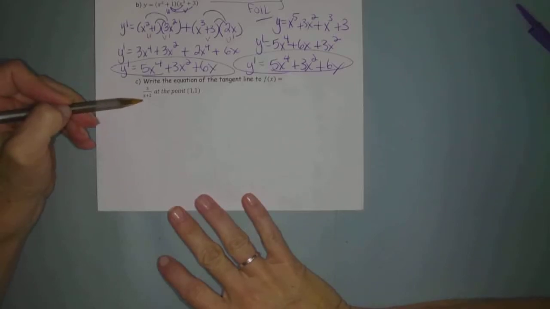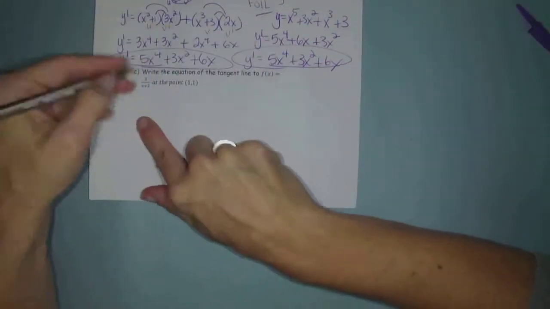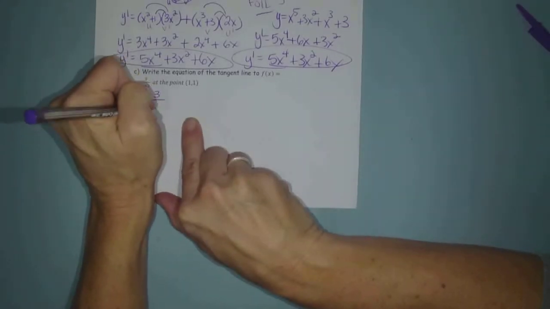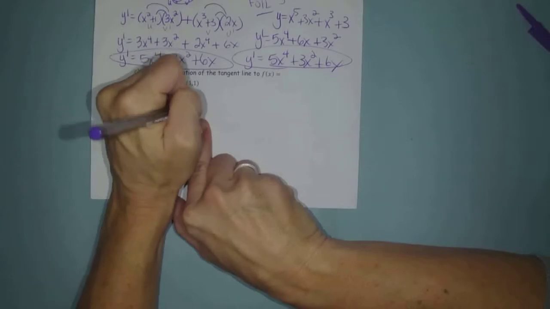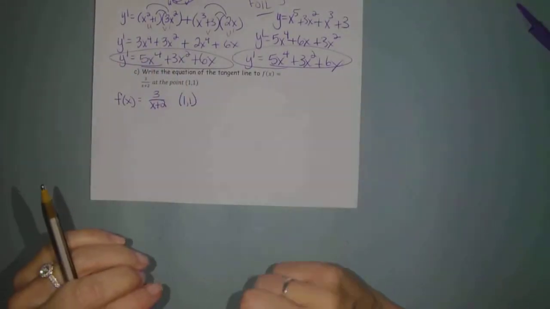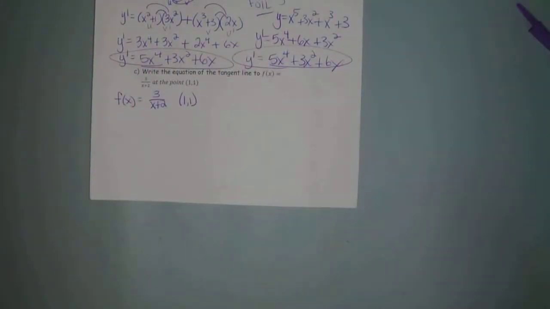Okay, last but not least, write the equation of the tangent line to f of x equals 3 over x plus 2 at the point 1, 1. I'm actually going to bring this down here because I didn't like the way it returned there. So f of x equals 3 over x plus 2 at the point 1, 1. Now, you have to think back here. We did a lot of equation of tangent line writing when we were doing derivatives the long way with the limits. We haven't done one in a little while here.